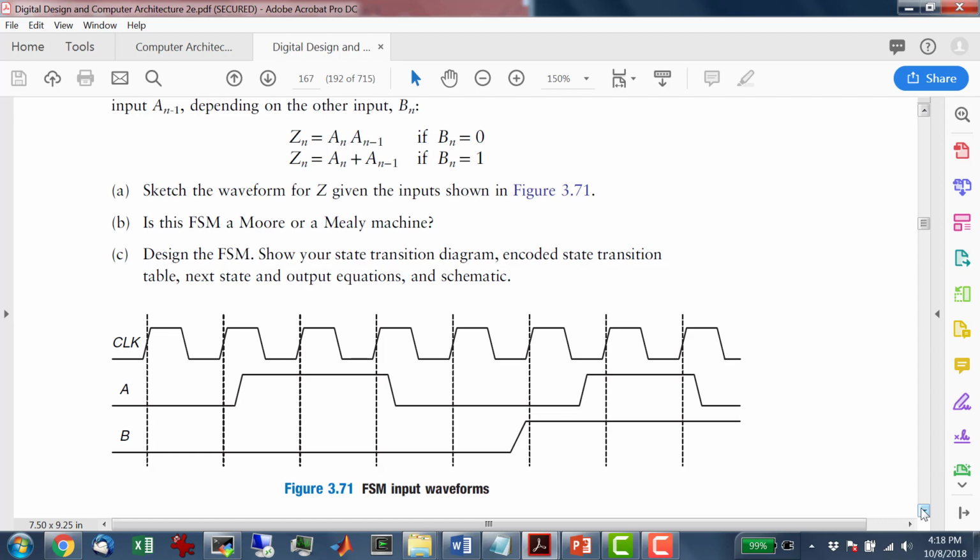And so basically, what's happening is if you were to plot the current state, it would look just like A, except it would be shifted to the right by 1 cycle.